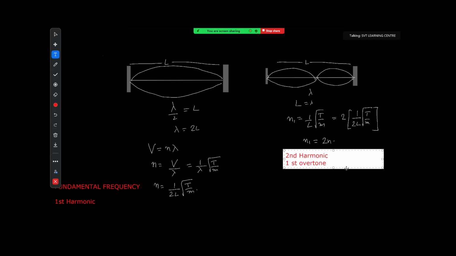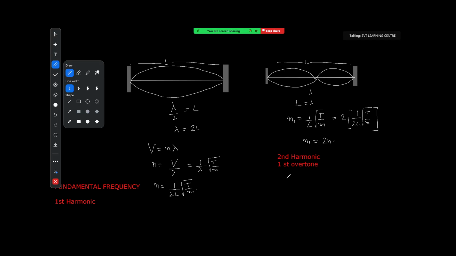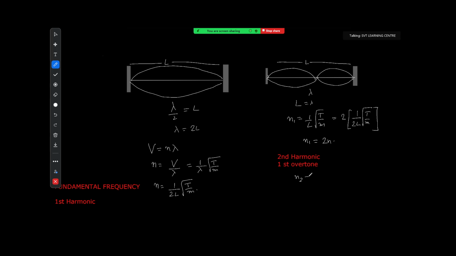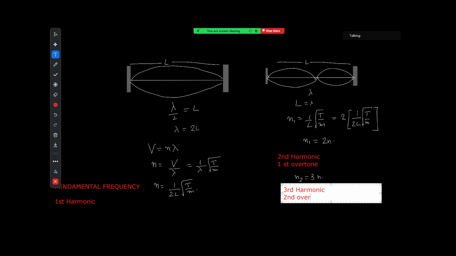Okay. Is this clear? We can further develop this idea. Again we can say the third harmonic. So if we are talking about N2, it will be equal to 3 times N. And this will turn out to be what? This will be the third harmonic, and it will be the second overtone. Is this clear? Okay, please note it down and then we'll go and see something else.